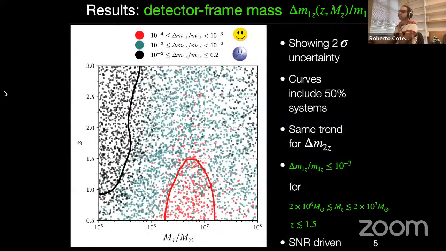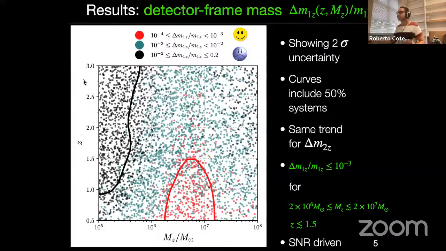Okay, now let's go to the results. I think it's useful to give an introduction to this kind of plot because you will see many of them. So let me introduce them. Here I'm showing the uncertainty on the detector frame mass M1z as a function of z and M1z, the redshift and the detector frame mass.